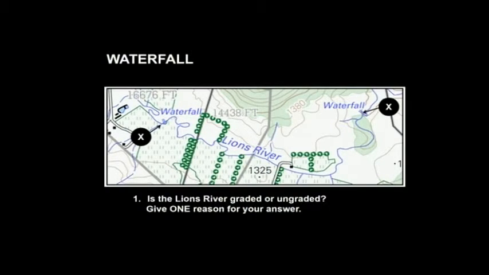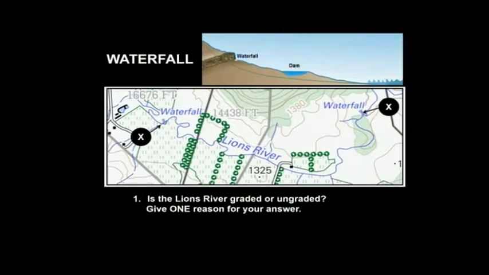Now, firstly, you must know what's an ungraded river, and you must know what's a graded river. Here it's very important that you must know that we've got our temporary bases of erosion: waterfall and your dam. If you see a waterfall and a dam, then that river is ungraded.